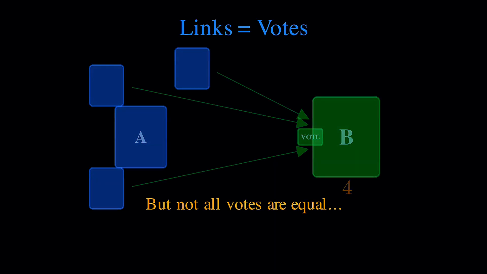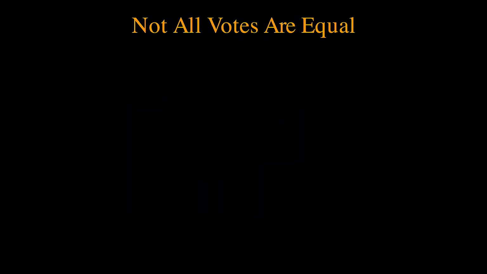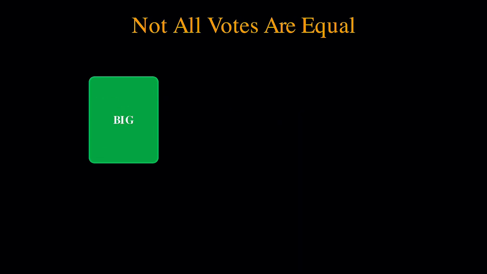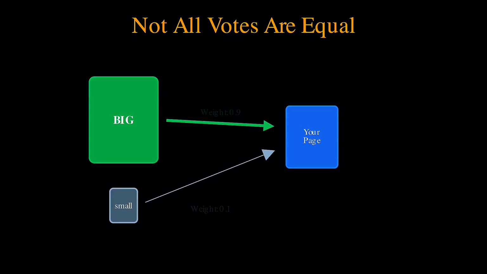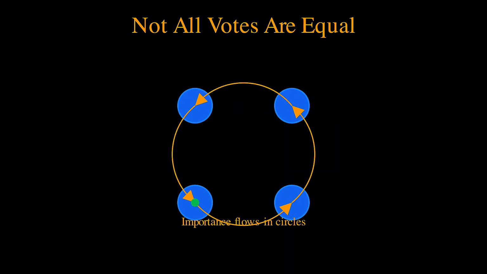But here's the clever twist that makes PageRank special. Not all votes are equal. A link from an important page counts more than a link from an obscure page. If the New York Times links to your blog, that's a stronger endorsement than a link from a random website. This creates a circular definition. Importance depends on who links to you, and their importance depends on who links to them.